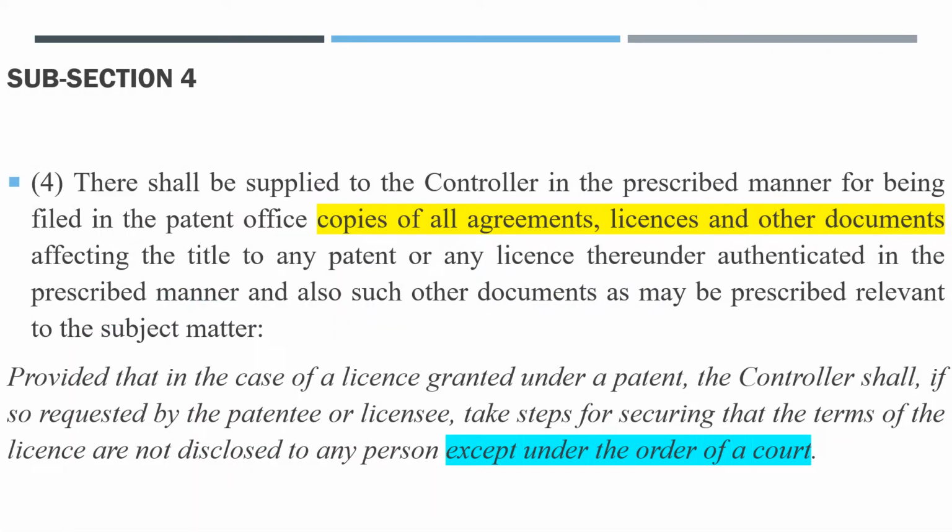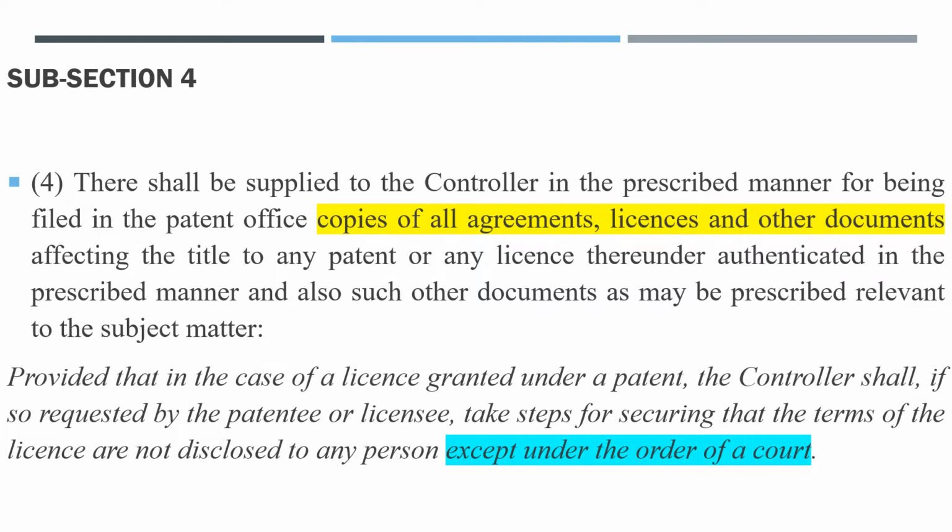Subsection 4 says, there shall be supplied to the controller in the prescribed manner for being filed in the patent office copies of all agreements, licenses and other documents affecting the title to any patent or any license thereunder, authenticated in the prescribed manner, and also such other documents as may be prescribed relevant to the subject matter, provided that in the case of a license granted under a patent, the controller shall, if so requested by the patentee or licensee, take steps for securing that the terms of the license are not disclosed to any person except under the order of a court. Fine.